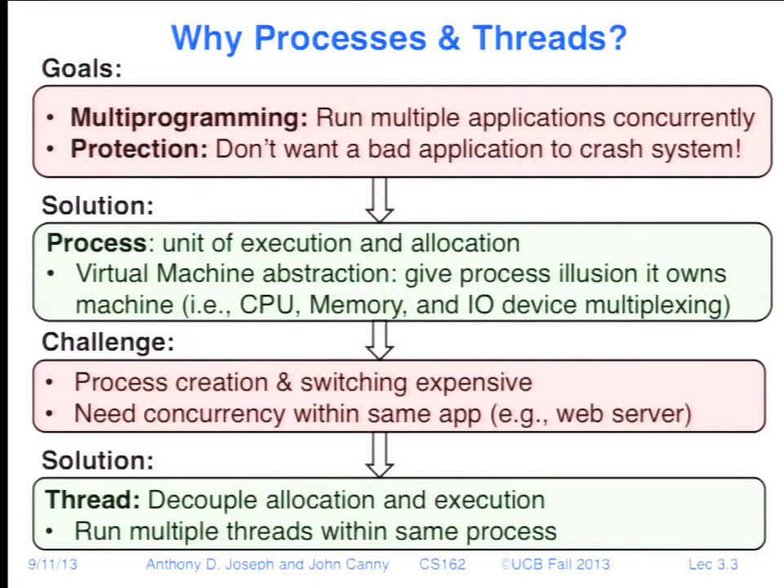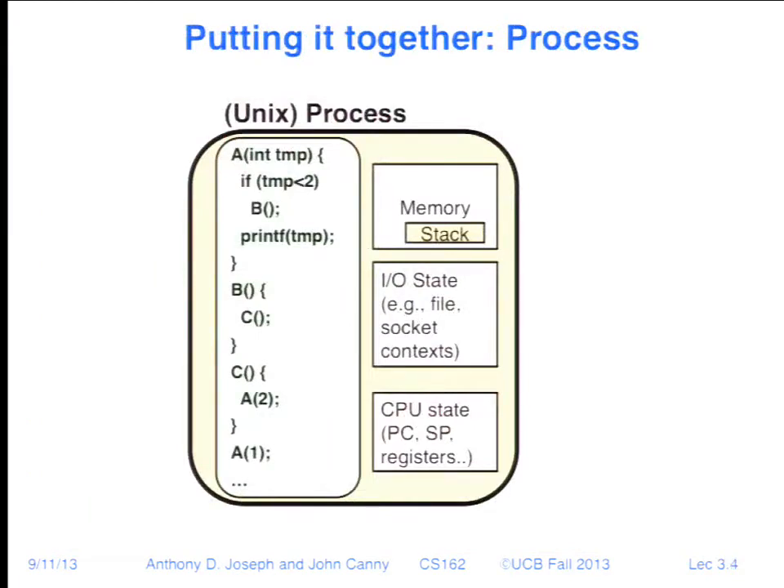So with the thread, we separate the execution part of the process, the runnable state of the process, from the allocation of the virtual machine. Okay, so here's a Unix process. So it'll have the code over on the left, a memory. It's a virtual machine, so it has memory, including a stack and a heap, some I/O state, and then the state of the CPU.